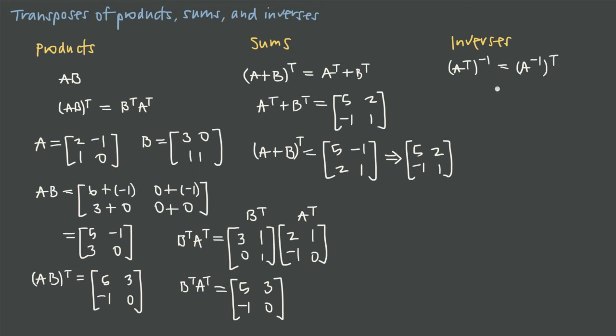So if we want to show that to ourselves, let's say that we're starting with this matrix A that we made up, 2, negative 1, 1, 0. If we first take its transpose, we're working on the left-hand side of this inverse formula. If we first take its transpose, we already know that we get A transpose down here, 2, 1, negative 1, 0. So that's A transpose.